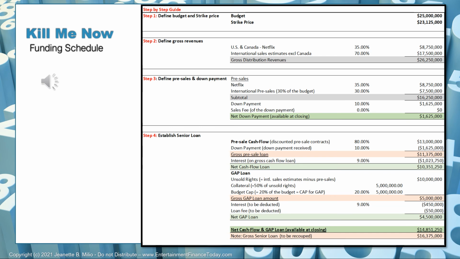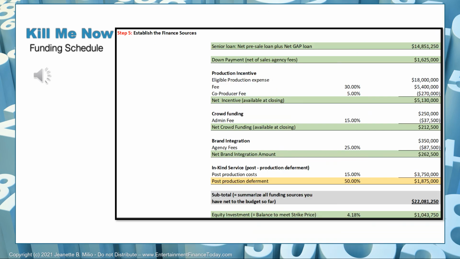So altogether, our loan is now $14,851,250, but we have to pay back $16,375,000 later in the recoupment schedule because we need to pay the loan fee and the interest charges. Let's take a look at the second part of our finance plan with all the other finance sources.